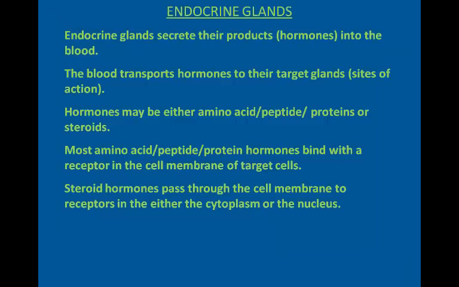Endocrine glands, as I said a moment ago, are glands that secrete their products into the bloodstream. These products are called hormones. The blood transports the hormones to their sites of action.